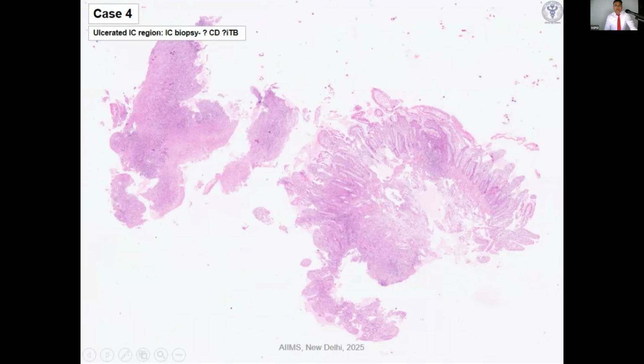Let us see another biopsy, similar history, ileocecal junction, query ITB, query CD. In the low power, we can say that it is inflamed, part of it less inflamed, the other areas more inflamed with architectural distortion.